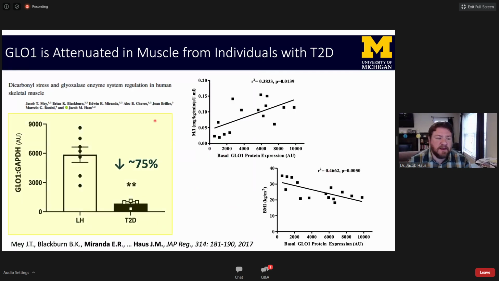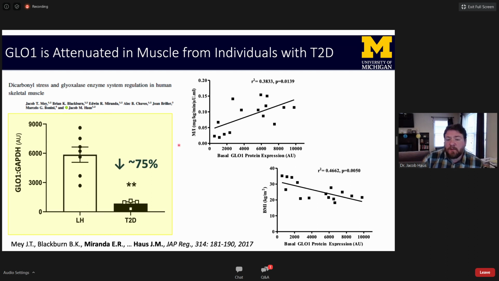Now, our first entryway into this subject, so to speak, was a number of years ago. It was led by a PhD student at the time, Jacob May. Jake had the idea that GLO1 would be reduced in diabetic skeletal muscle, and that was the focus of his dissertation. And this is exactly what he saw. Compared to young, lean, healthy controls, which were used as a marker of optimal health, the diabetic subjects showed approximately a 75% reduction in the amount of GLO1 protein.